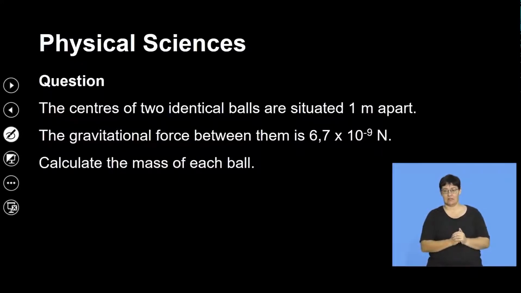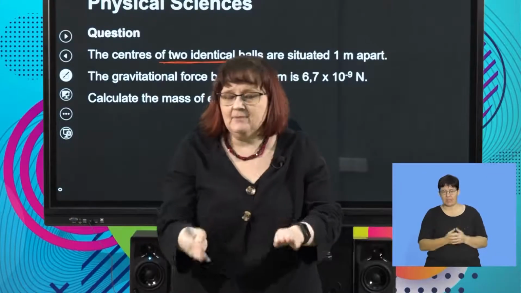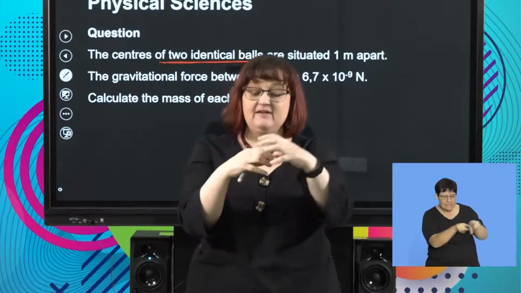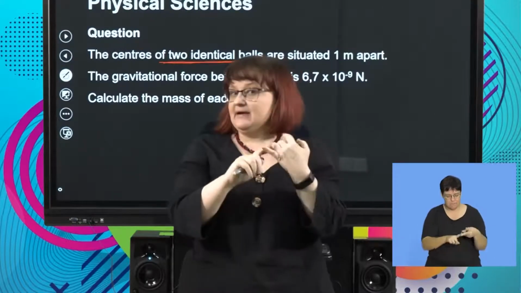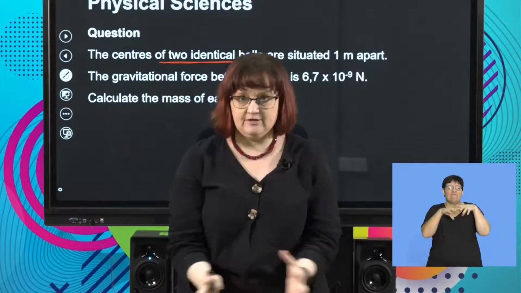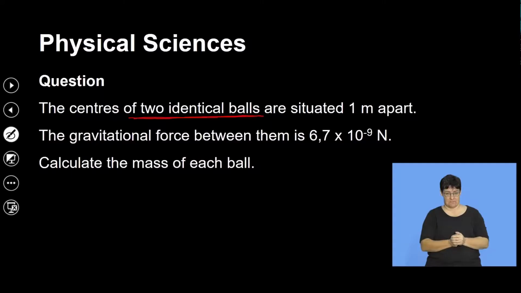The centers of two identical balls. That identical means that they are the same in every way. They are the same physical shape, so they have the same volume. They're made out of the same material. They have the same mass. Everything about them is the same. That means I'm telling you that mass 1 is equal to mass 2. We're going to use that.